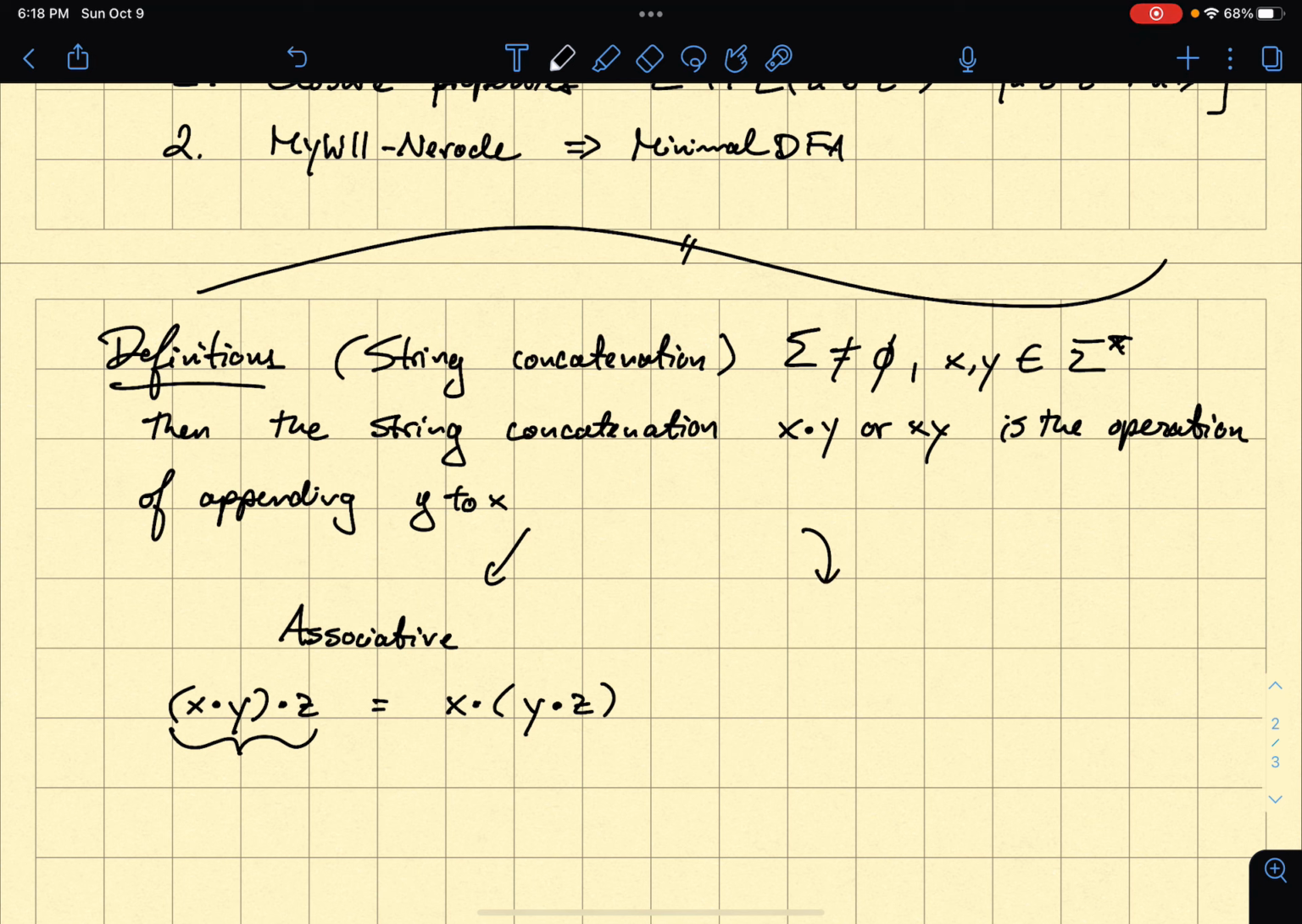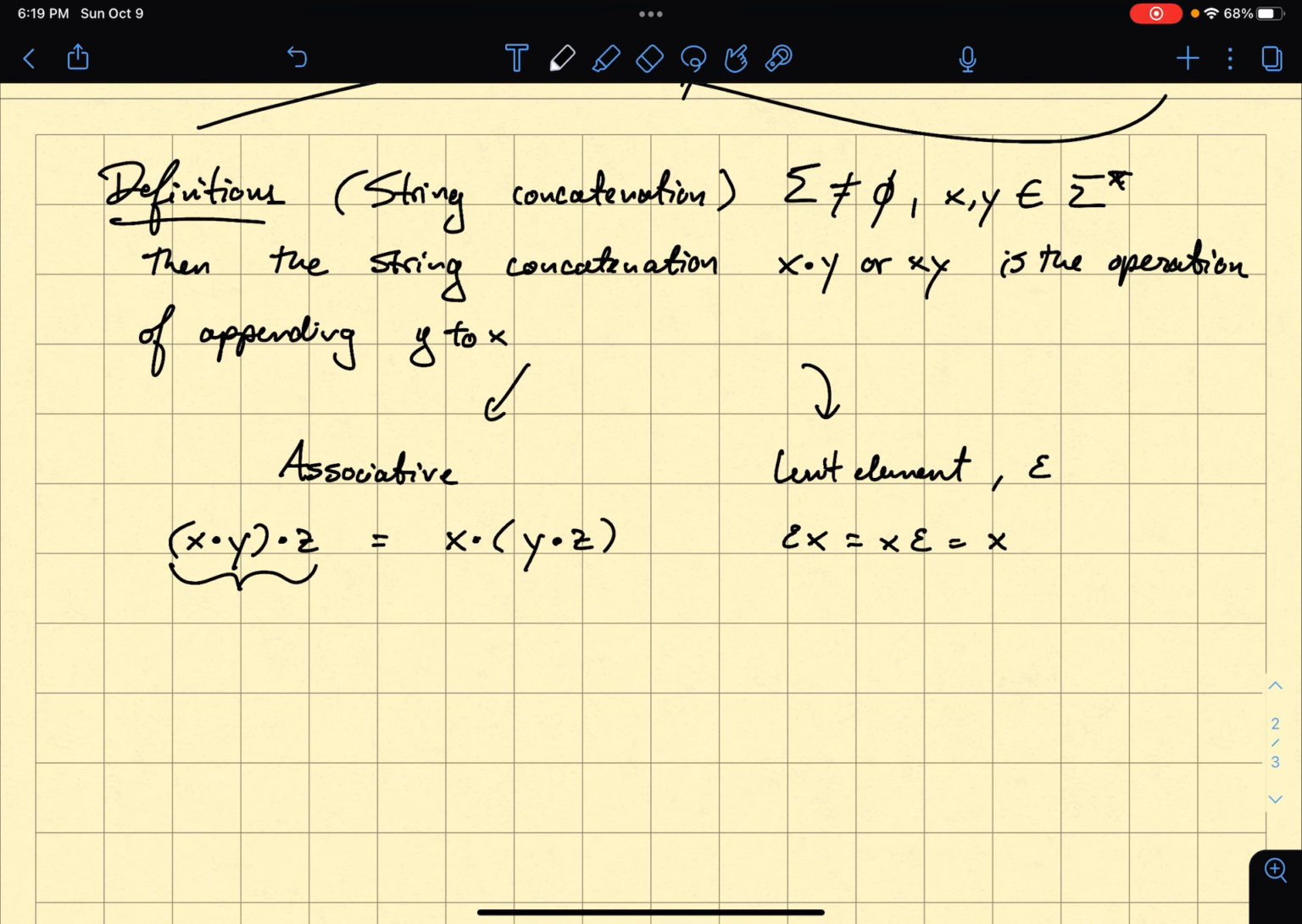And the other property of string concatenation is that it has a unit element, right? This unit element, which we denote in this course as epsilon, is the string for which if you take epsilon and then some string x, it's the same as taking x and then concatenating with epsilon, because in both cases, if you stick no letters to x, you just get back the string x, right?